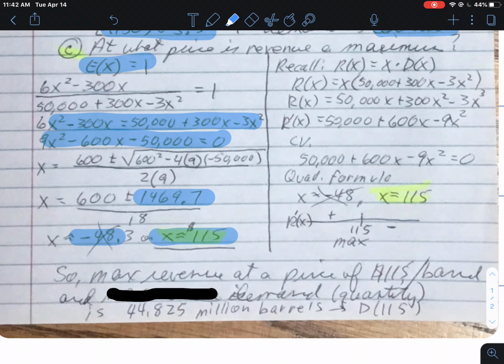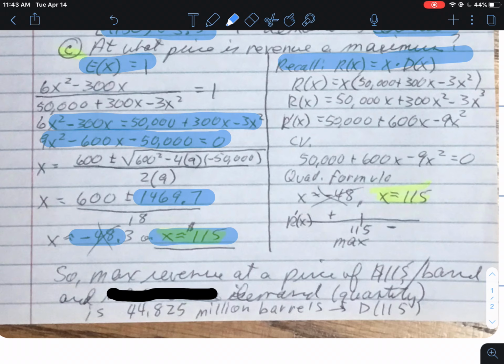On the right side, I did it using the revenue function, because we did that initially. We found maximum revenue by developing a revenue function and then finding the critical values and so forth. So recall, revenue comes from what? The price times the number of units sold. In this case, price is x, the price that we're charging, and the demand, D of x, is the number of barrels sold. So x times D of x, price times number of units sold.